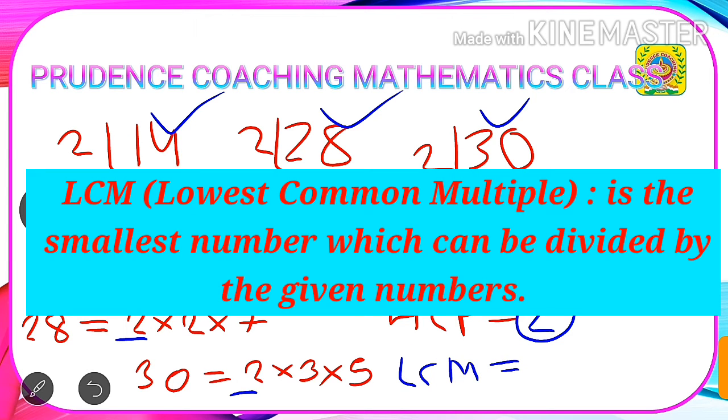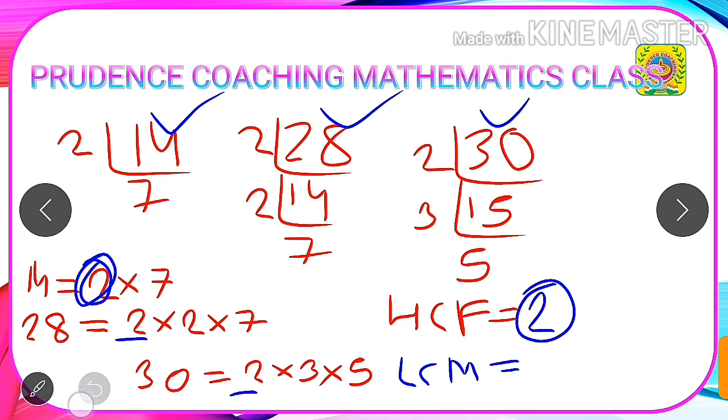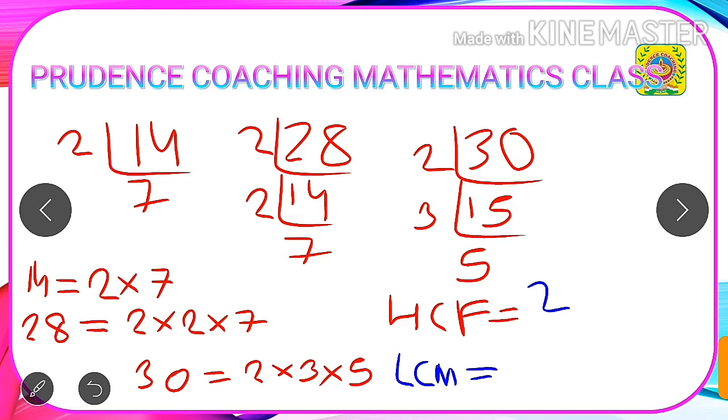LCM means the lowest common multiple, means a number which we are going to find. This number can be divided by 14, this number can be divided by 28, this number can be divided by 30 without leaving any remainder. So let us find it out. In order to find out the LCM, we will check the highest repetition of the prime numbers.